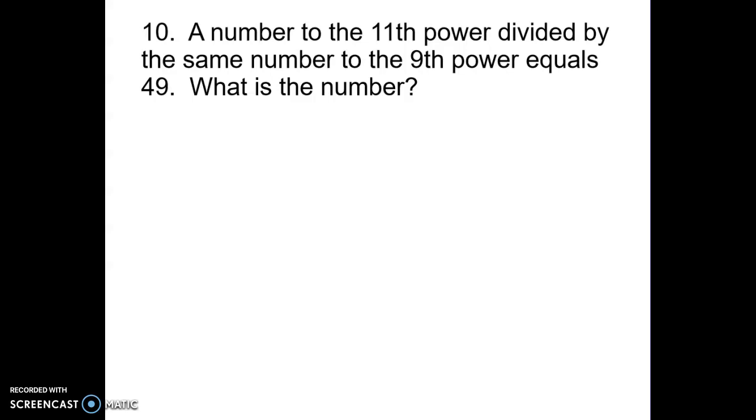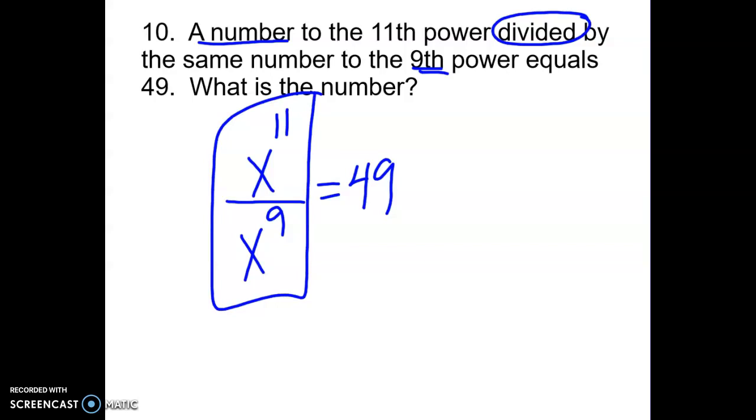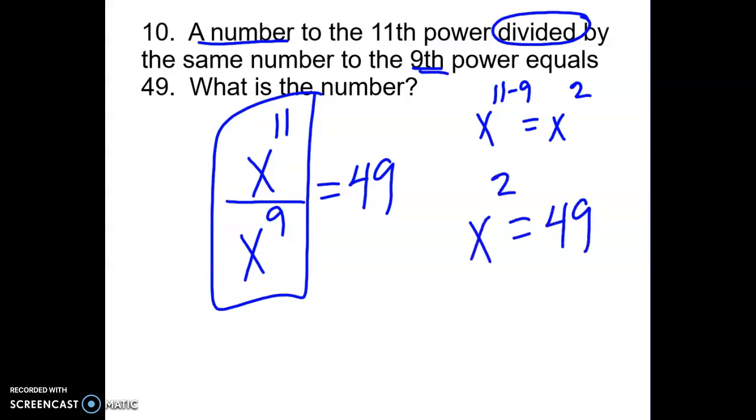All right, this one says a number, we don't know what that is, so I'm going to call it x, to the 11th power is divided by, so I'm going to divide by the same number, and this time we have the 9th power, and they want this to come out to be 49. Well, I'm first going to simplify this, so x to the 11th over x to the 9th. That is taking 11 minus 9, so I have x squared. So x squared equals 49. So what number can we put in there? And they're looking for 7.